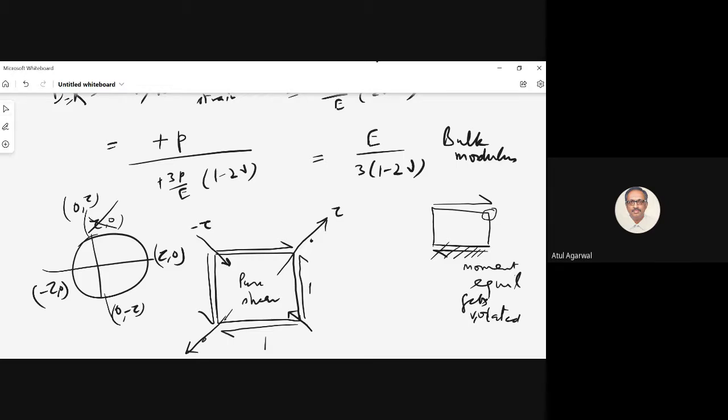So what is the stretching in this direction? What is the strain in this direction? Let's call it direction 1, direction 2. What is the strain in direction 1? Tau by E, sorry, minus nu by E, and your stress is minus tau. So this is the strain in direction 1. Similarly, what is the strain in direction 2? You're compressing it, minus tau by E, minus nu by E, tau. So you got strains in both the directions.